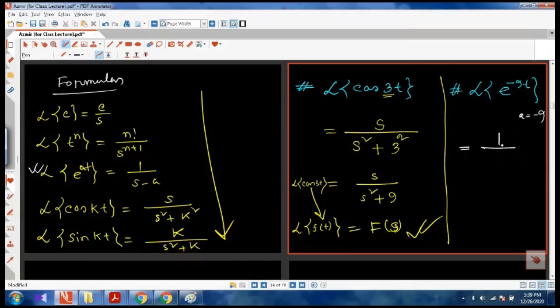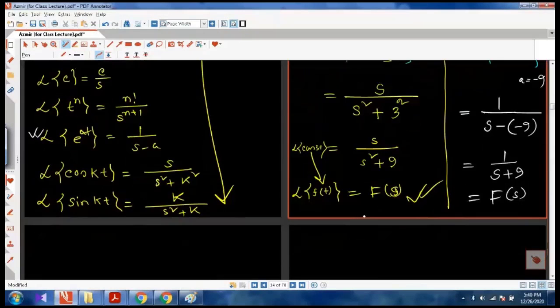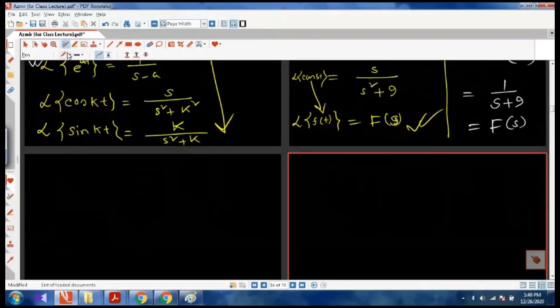So the result will be 1 over s minus a. So negative a. Try to be very careful about placing a. You know that the Laplace transformation of e to the power at is equal to 1 over s minus a. So that means 1 over s plus 9 is actually the result. Have you understood? Yes, sir. So let's solve another problem. That will also be an easy one. Then we can move to the complicated problems.